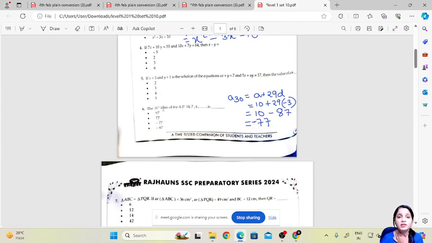Okay, the 30th term of the AP 10, 7, 4 is... Now how is A30 written, how is the 30th term of the AP written? A30 is equal to A plus 29D. So 10 plus 29 into, what is A? The first term, which is 10, and D is the difference. 7 minus 10 is minus 3. 10 minus 29 into 3 is 87, 10 minus 87 is minus 77.